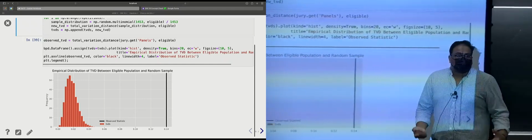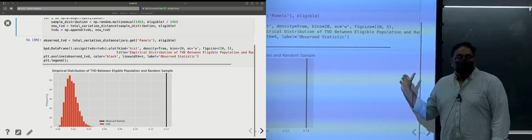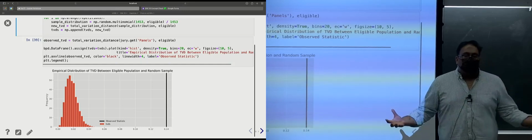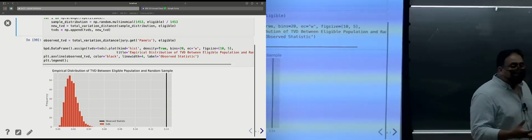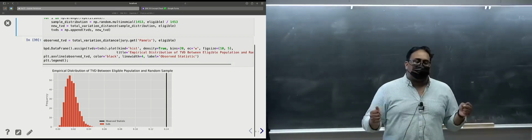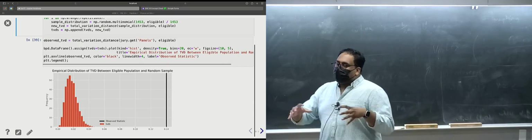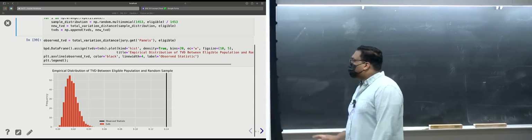And what's the direction of the alternative hypothesis here? To the left or to the right? To the right, right? Because distances are bigger when the distributions are different. And our alternative hypothesis is that the samples don't follow the same distribution as the population. So the alternative hypothesis is that our samples are different, and so that points to the direction of larger TVDs.